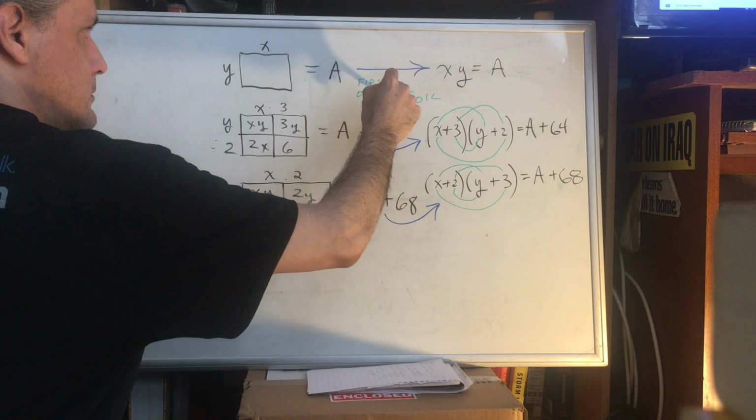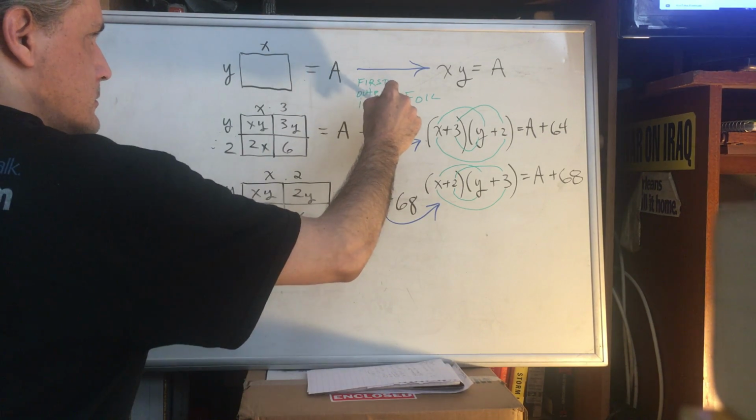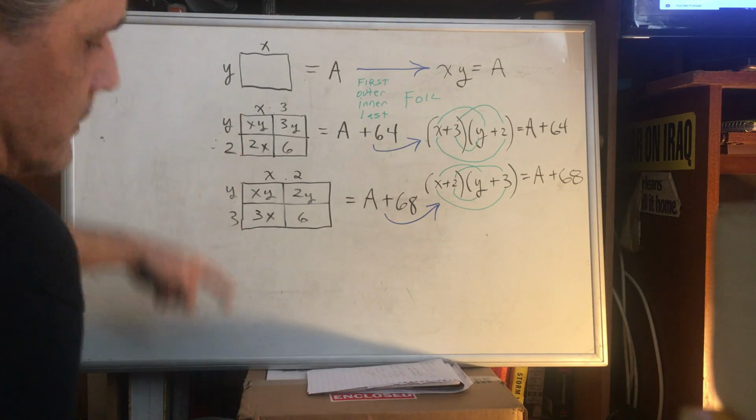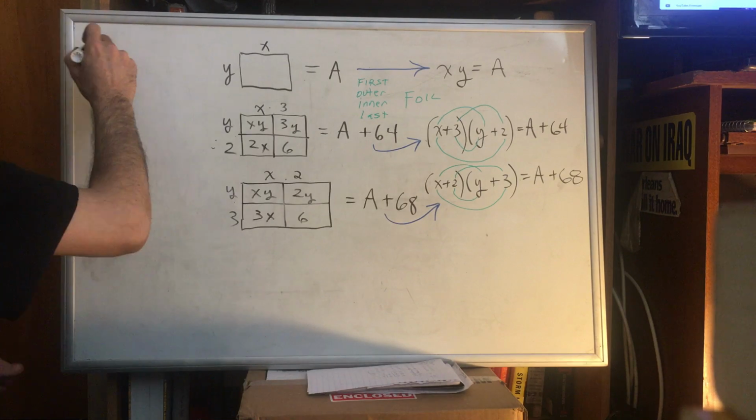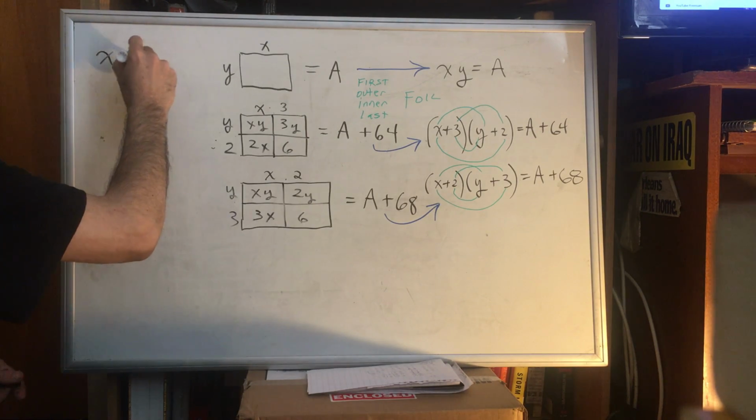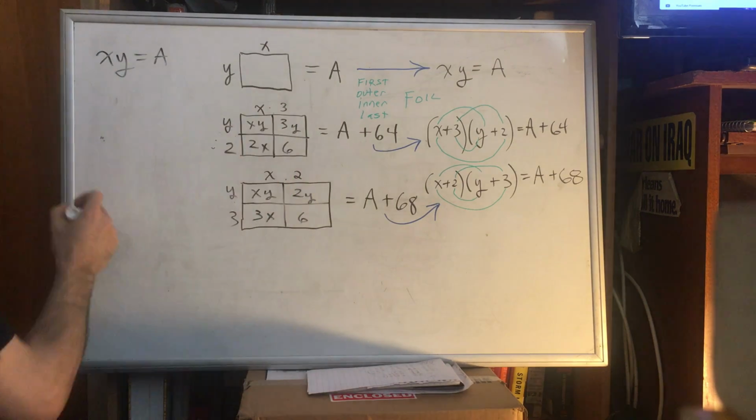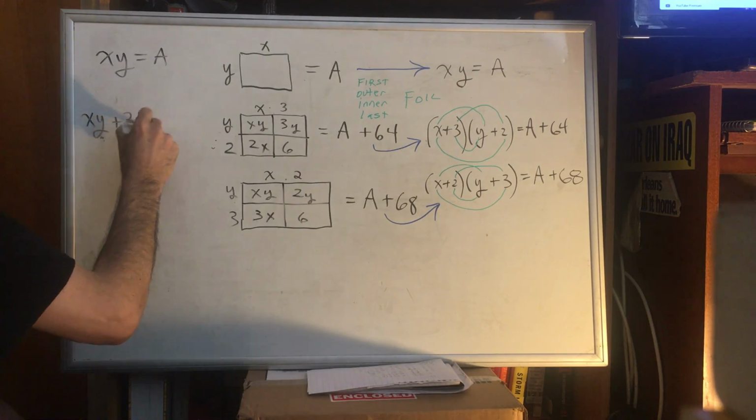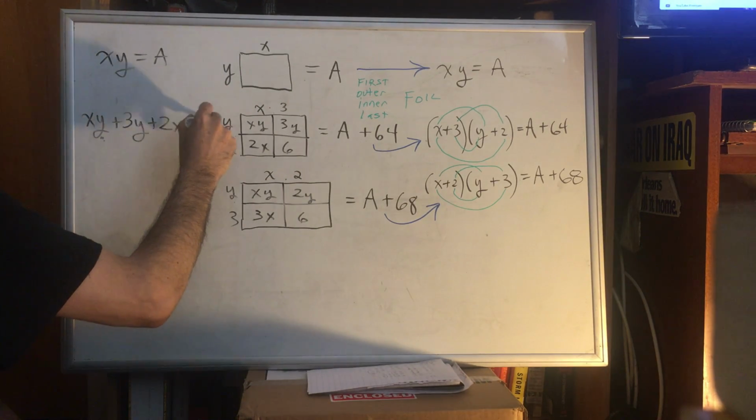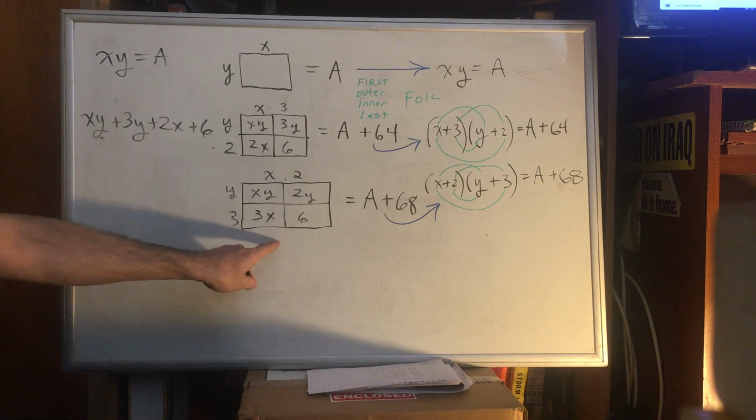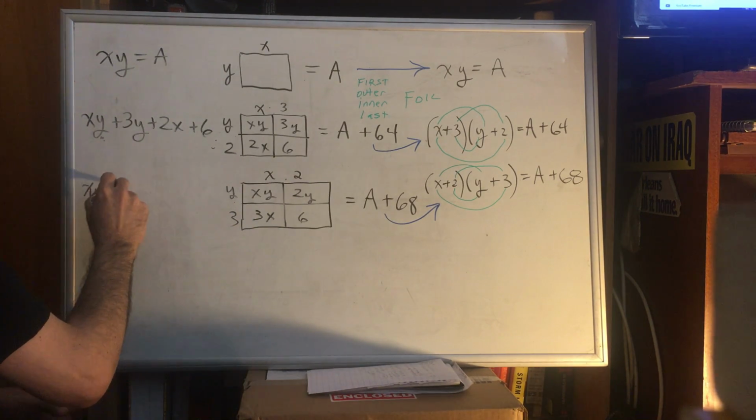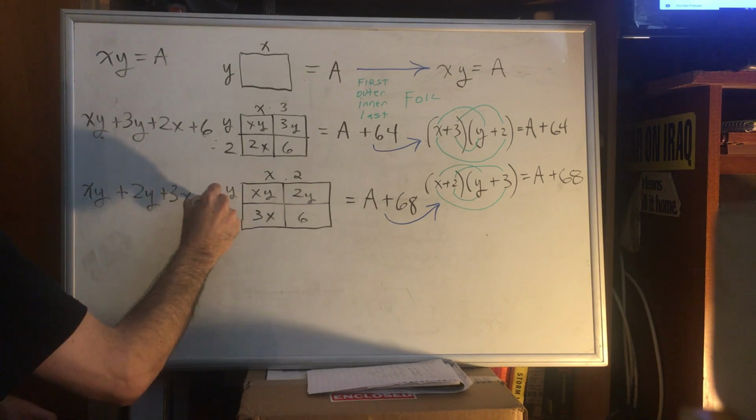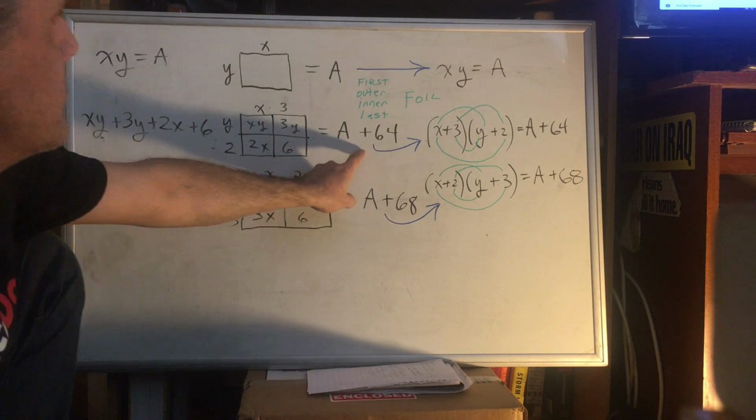So first, outer, inner, last. That's just another trick. You could also use this box model. So what does that mean? That means we have three equations. This is the first one. When we simplify this, we'll get xy plus 3y plus 2x plus 6. And when we simplify this, we'll get xy plus 2y plus 3x plus 6. And that's what equals these two things.